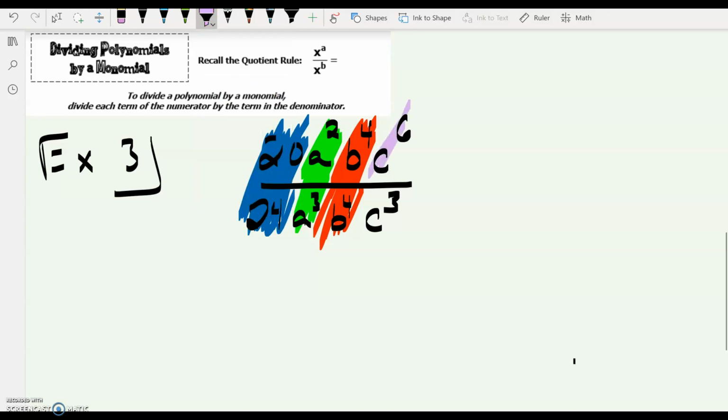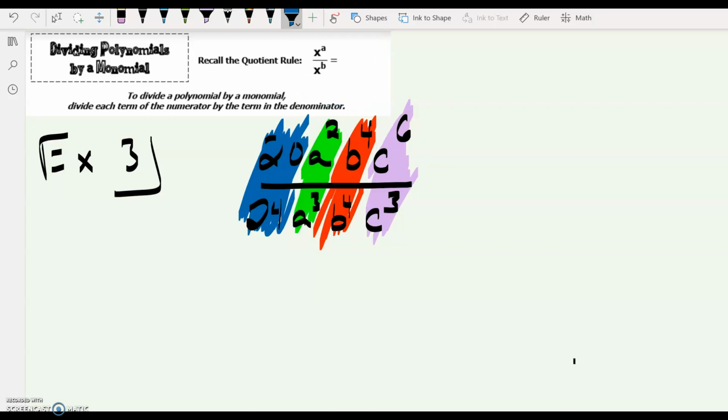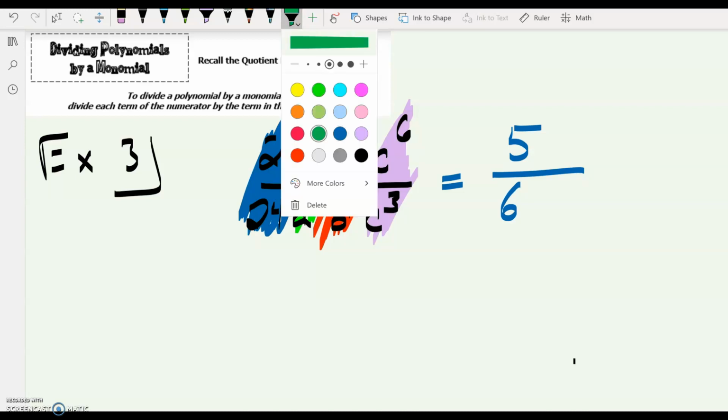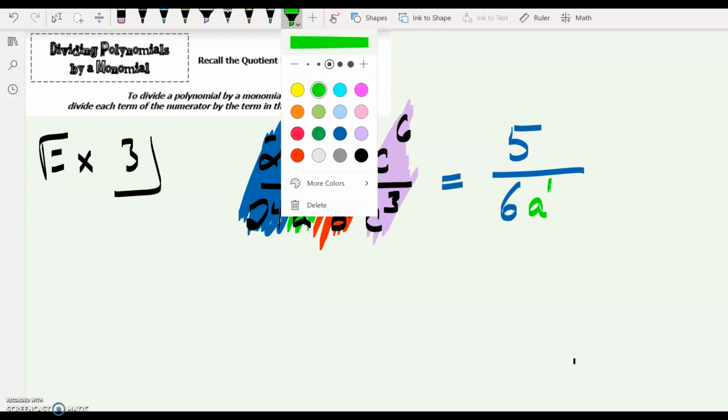I haven't used this one yet either. In the blue there, we have 20 over 24, which we should be able to say, well, 4 goes into both of those. 4 goes into 20 5 times, and 4 goes into 24 6 times. So 20 over 24 really simplifies to 5/6. And then we're going to take a look at the a squared over a to the 3rd. That's going to be a to the negative 1. So I'm not going to write that in the numerator. I'm just going to drop the a to the 1 in the denominator, a to the 1st power.